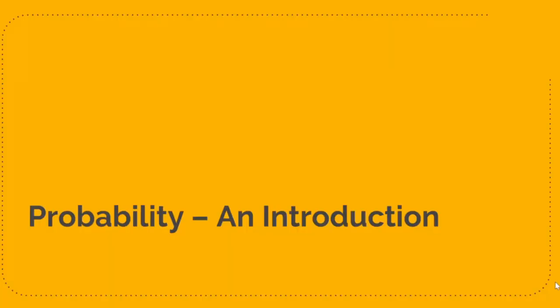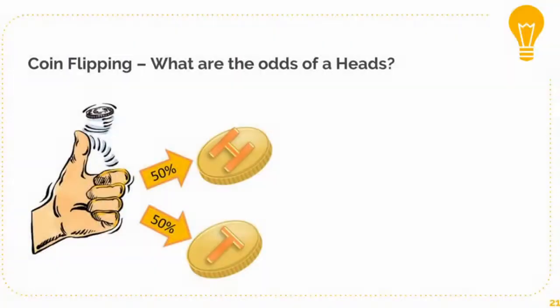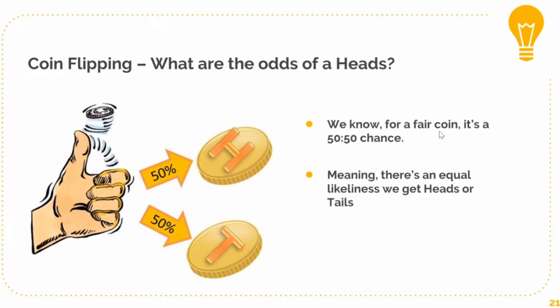So we've come to probability, and I'm sure you've heard of this before, but let's get a quick introduction into it. I'm pretty sure we're all familiar with coin flipping. Whether a coin lands on heads or tails, generally it's a 50-50 chance, if it's a fair coin, that is. And that means that there's an equal likeliness we'll get a heads or a tails.